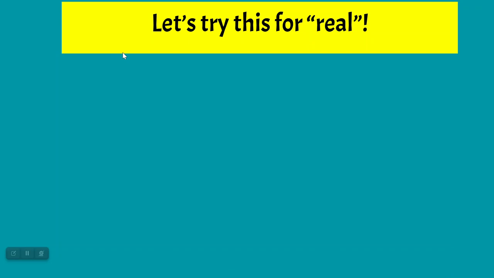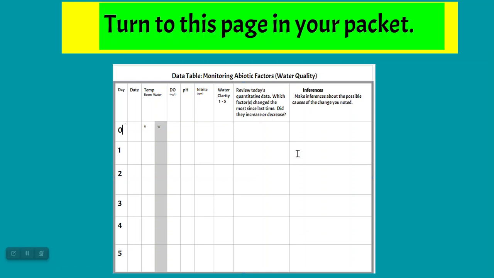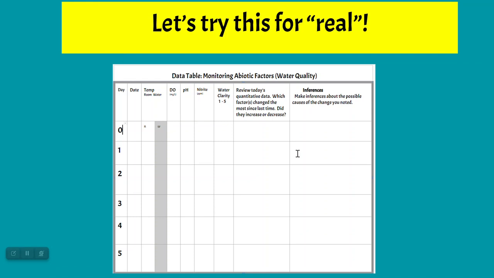All right, you're going to try for real if you're in the classroom, and if you're at home, next time you come to the classroom, you're going to work on this for real, and you're going to want to get data. If you were absent, you want to get data from your table mates because you want the data for your ecosystem.